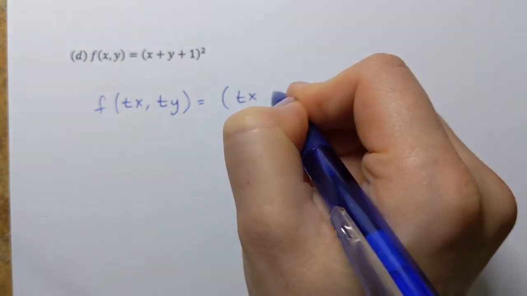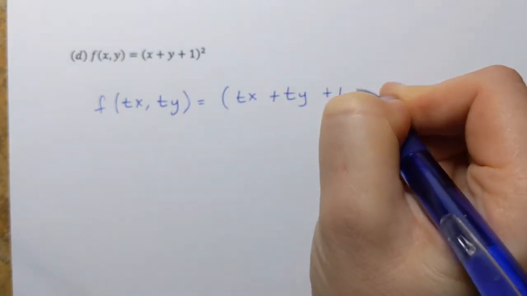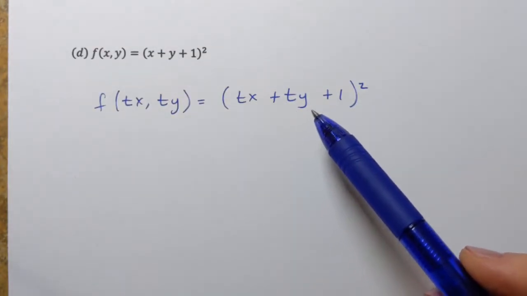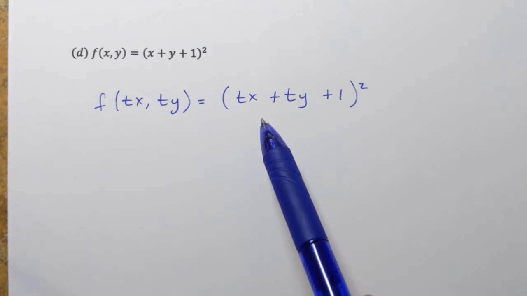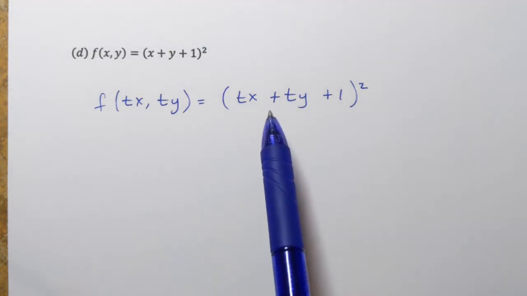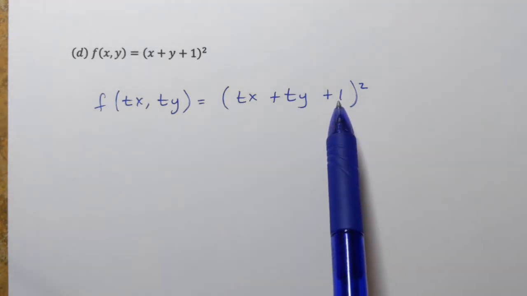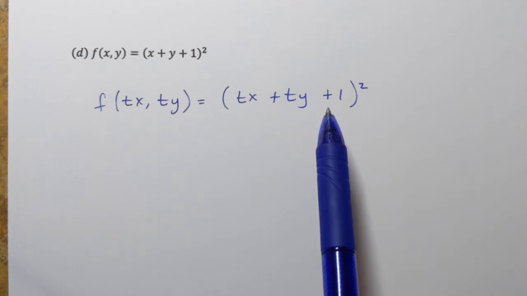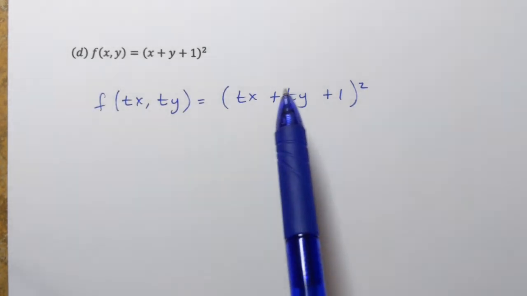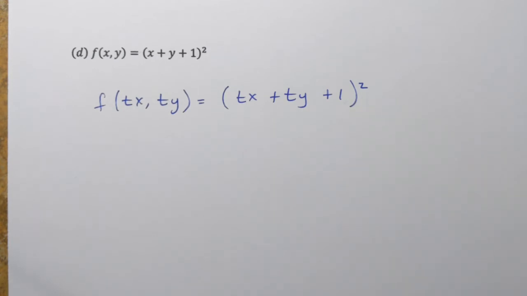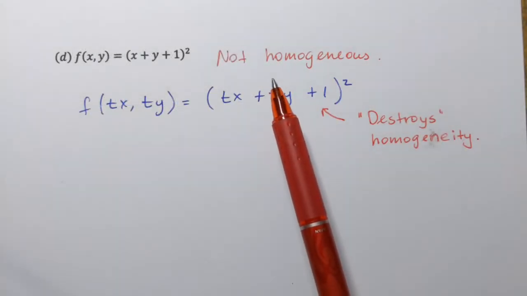So that's (tx + ty + 1) to the second power. And as always, the goal would be to factor out t with its power. But I can see that I'm not able to do that, because if I decide to factor out t, it has to be pulled out of the entire expression, and because of that constant, I'm not able to do that. That's why I'm going to conclude that no, this function is not homogeneous. Actually, that constant term is one of the reasons it destroys homogeneity. Okay, so that's our conclusion.